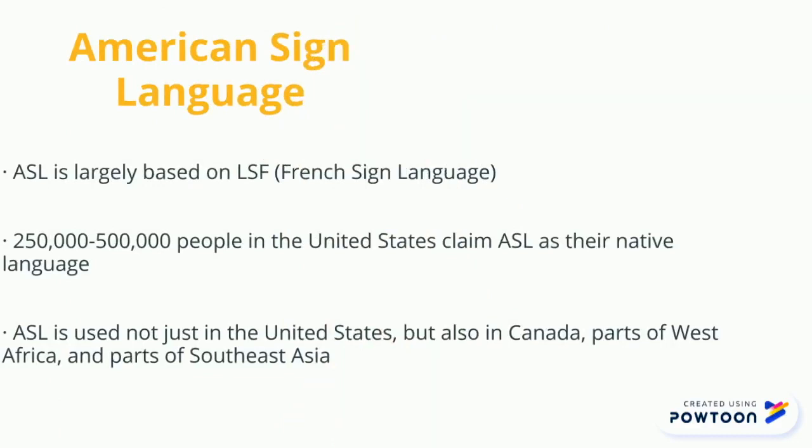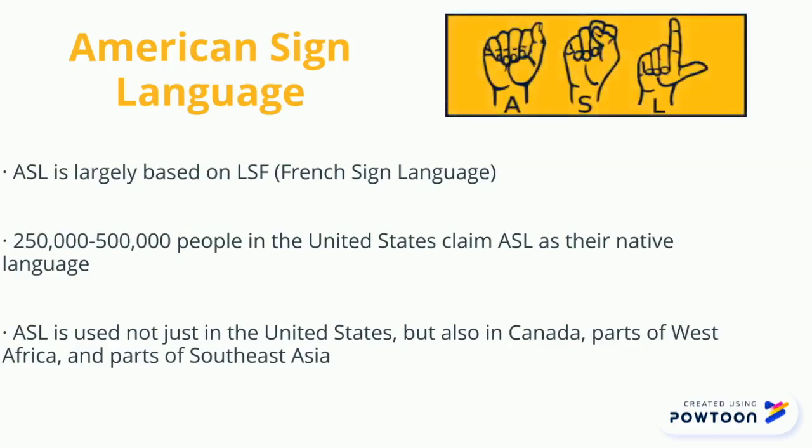There are about 250 to 500,000 people in the United States who claim ASL as their native language. ASL is not used just in the United States, but also in Canada, parts of West Africa, and parts of Southeast Asia.